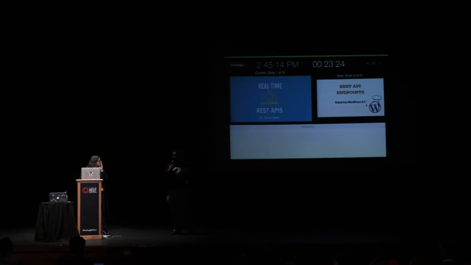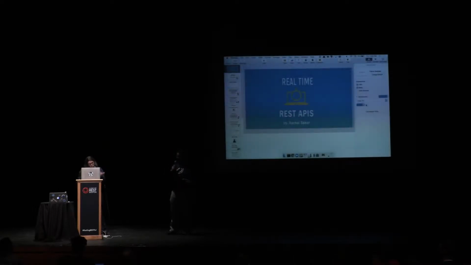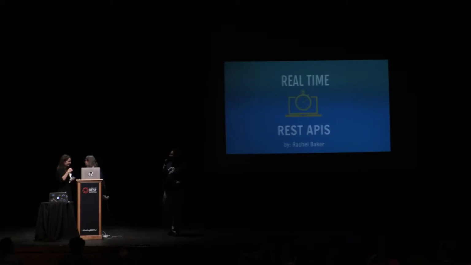People think that our next speaker is smart because she wears glasses. I know that she is smart because I've had an opportunity to see the work that she does. The REST API endpoints were added to core in October, and they were added by Rachel. She was responsible for ensuring that all 99 people who were credited with contributing had their names spelled correctly. So please join me in welcoming the lead developer of the REST API, Rachel Baker.